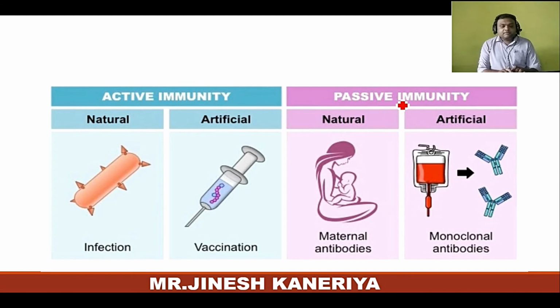In the case of passive immunity, it is also natural or artificial. Natural immunity is given by maternal antibody from mother to fetus. Artificial immunity is developed by giving a monoclonal antibody source to any person who requires a cure for an infectious condition. So this is the part of active immunity and passive immunity, and both can be natural or artificial.